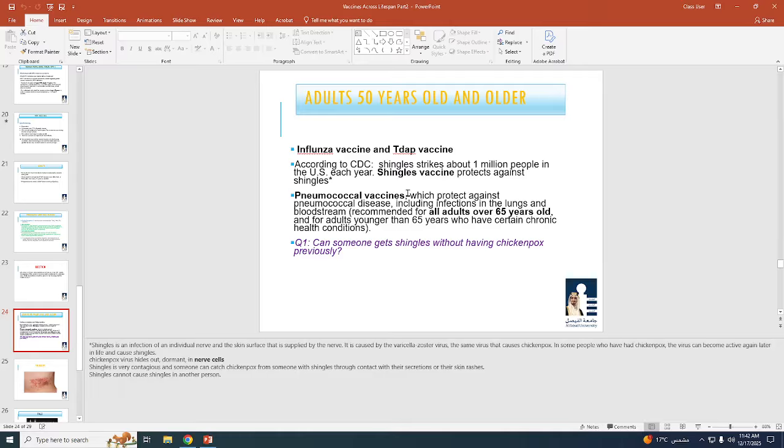Why is it recommended? Because shingles cause severe pain and sometimes leave a long or lifelong pain even after healing. For adults who are 65 and above, a pneumococcal vaccine is recommended as well. So pneumococcal is not recommended for people who are 50. It is recommended for people who are older, 65 and above. However, if they have chronic diseases like diabetes, hypertension, or cardiac disease, we can give the pneumococcal vaccine to younger adults, starting at 50.